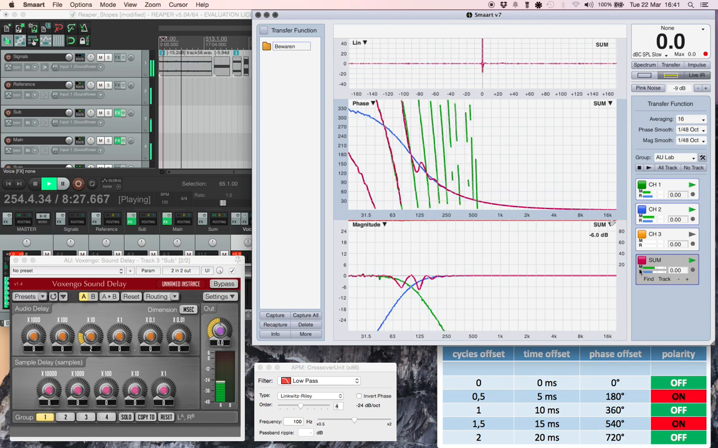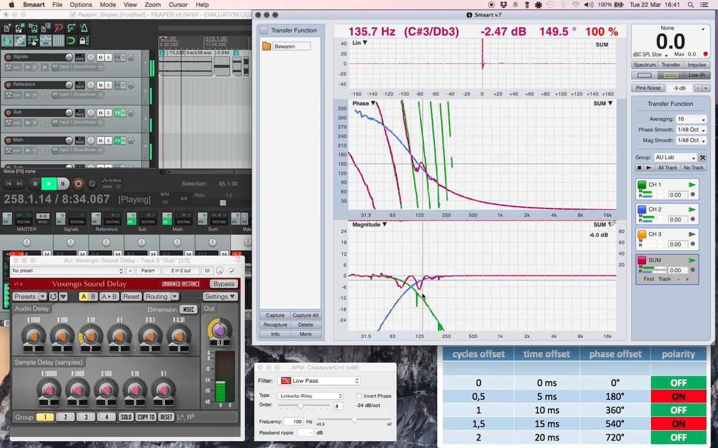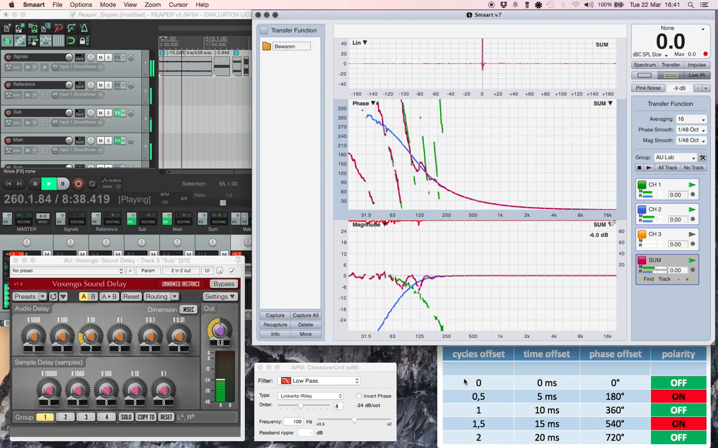As you can see, we now have severe frequency response ripple throughout the crossover range. And we are 2 cycles apart in time. So in phase, but not in time at the crossover frequency.